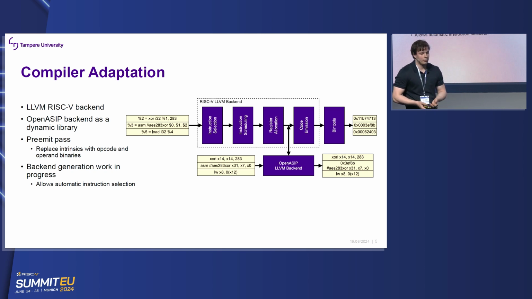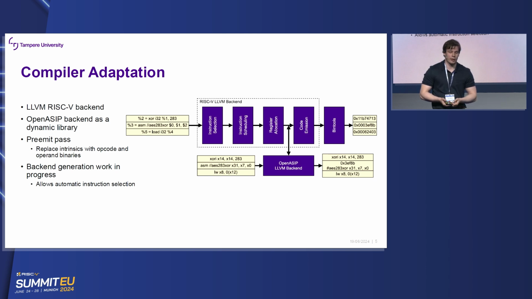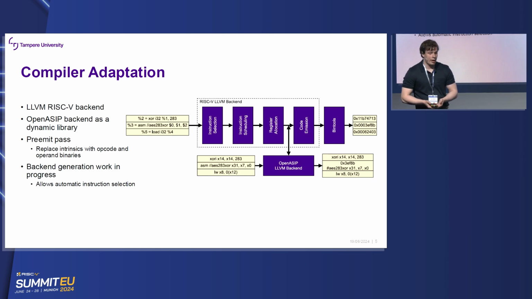And here's roughly how the compiler adaptation works in the current upstream version of the toolset. So we rely on the RISC-V LLVM backend. And currently, we only support using so-called intrinsics. So they're essentially wrapped inline assembly blocks. And how we do the retargeting is that we load OpenASIP as a dynamic library just before code emission, as a so-called pre-emit pass. And it converts these inline assembly blocks to instruction encodings. So when you generate the machine code, you have the correct encoding for your custom instruction.